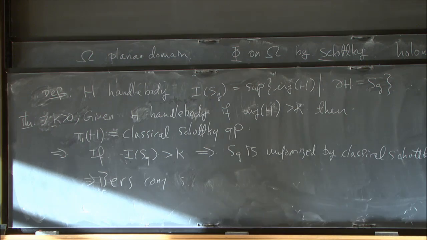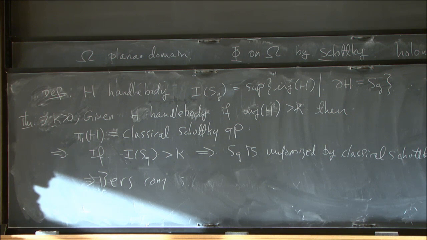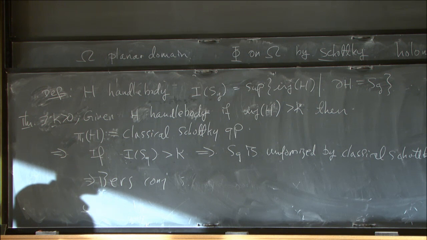But wait, so David, start with some particular handlebody, then yeah, you take some big cover, you make the injectivity radius as large as you like, larger than whatever K it has. That's right. And so you're saying that any Schottky group is virtually classically Schottky? Yes.